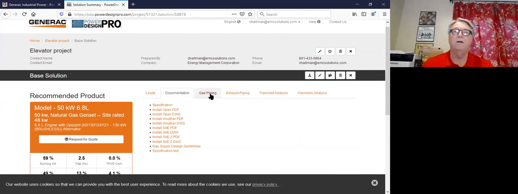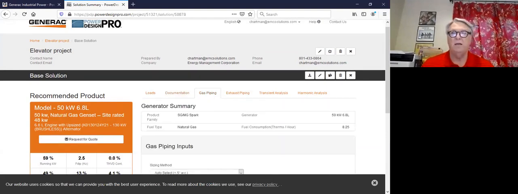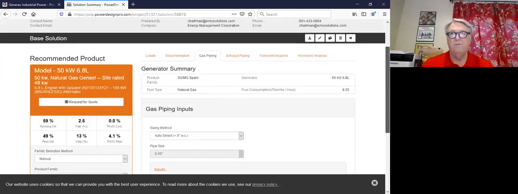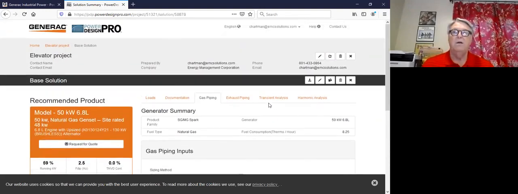If you go over here, it actually gives you a calculator by which to size the natural gas piping. And that's very, very easy to do. If you're going to extend the exhaust, you have that. And finally, there's a lot of features of this that I really like, but let me just point out one more, and that is this one right here.